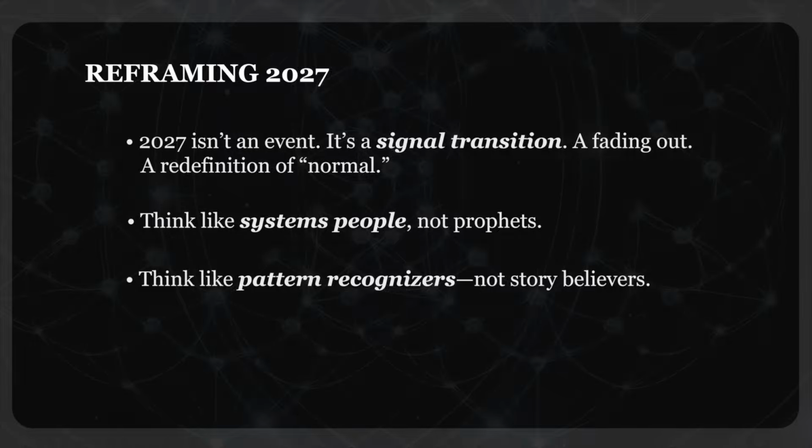And I would invite us to be more like systems people and less like prophets, more like pattern recognizers and less like story believers, right? And that's that polarity, prophecy or the source code of human evolution. I think we all probably know where we feel on that spectrum, right? And so it's okay to be there.